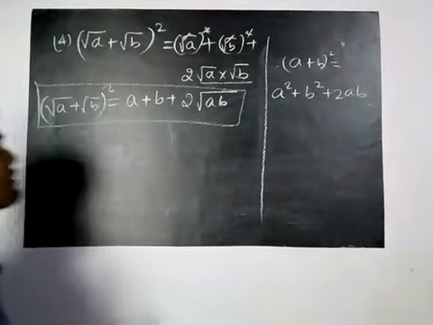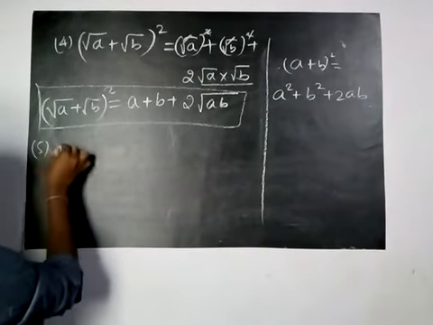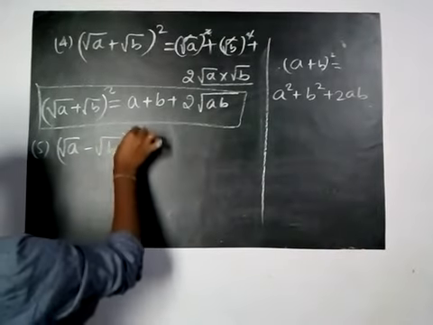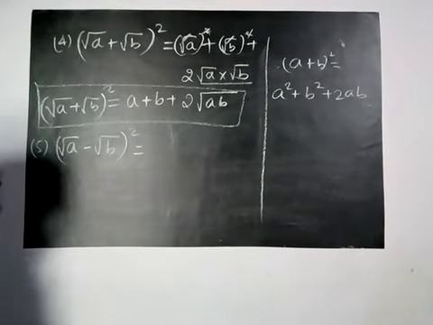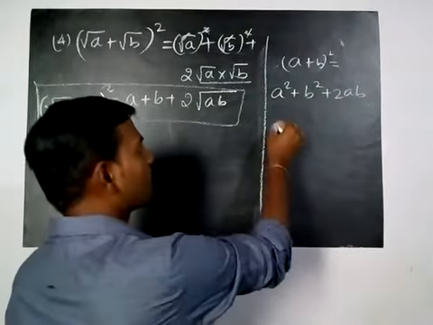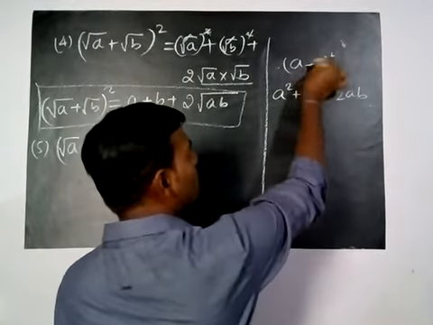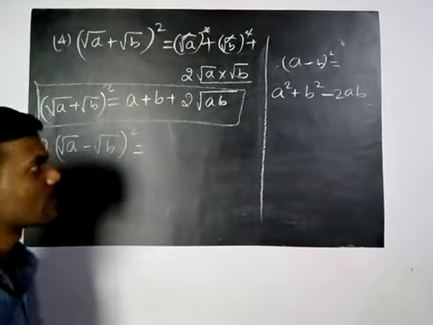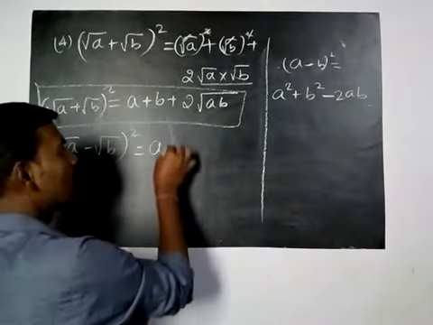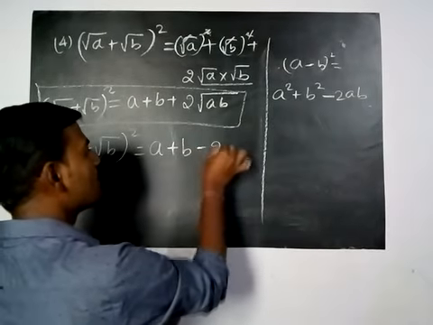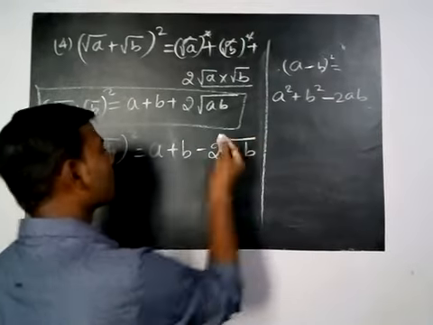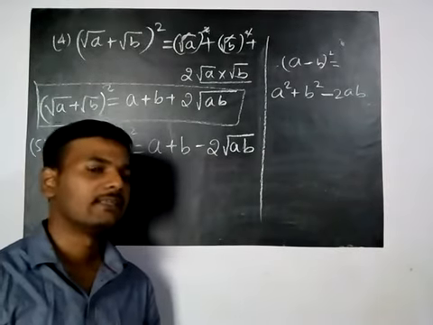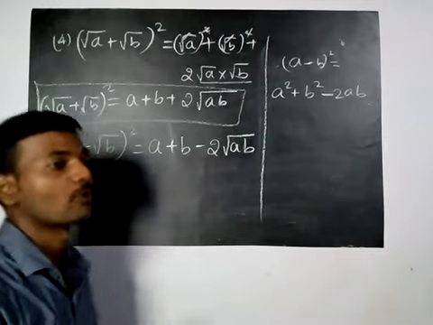Let me see one more. Root a minus root b whole square. What is the formula for a minus b whole square? It is a square plus b square minus 2ab. So according to that, it would be a plus b minus 2 root ab. Remember these formulas.